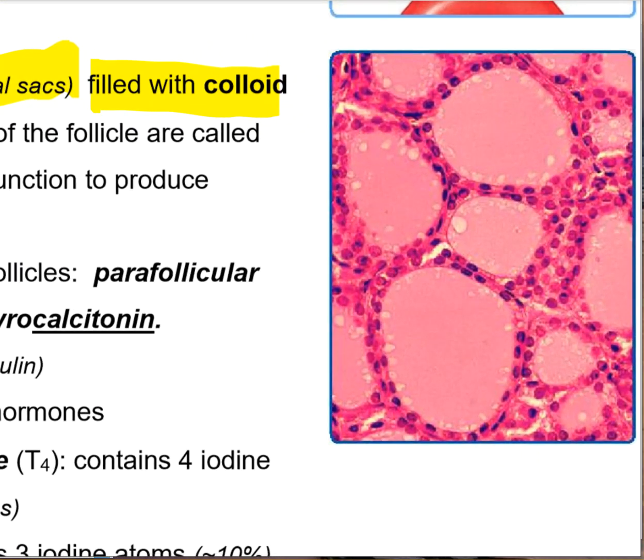are more of a cuboidal shape. So look right here, these cells that go around are kind of cuboidal.